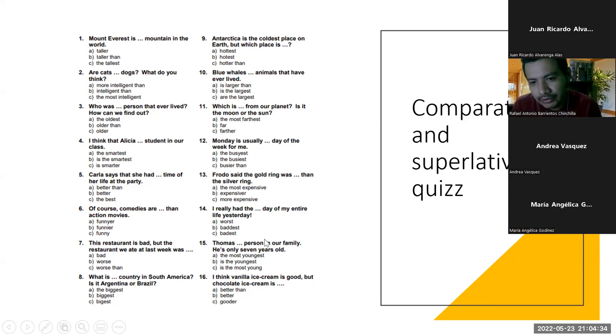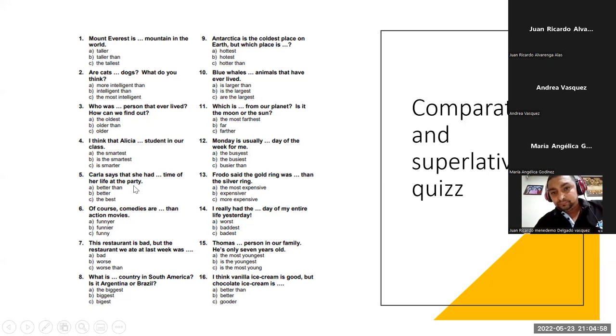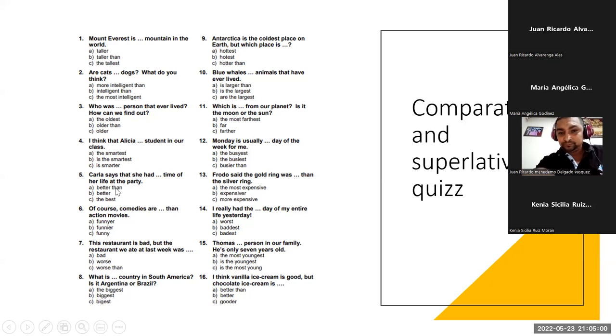Rafael. Number 4. I think that Alicia is the smartest student in our class. Excellent. Letter A. Good. Let's continue. Andrea, I think. Carla says that she had the best time of her life at the party. Excellent. Thank you so much. Thank you, Andrea.